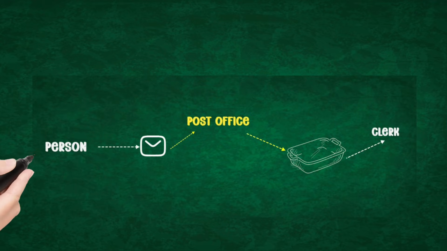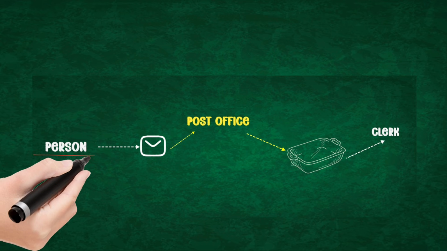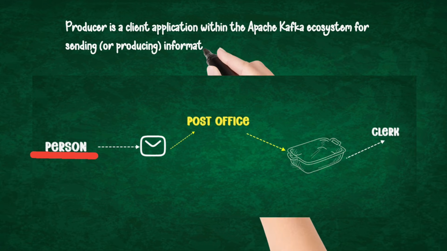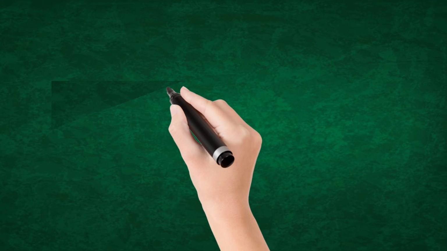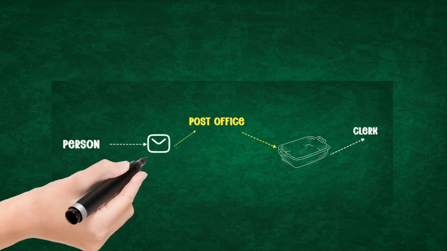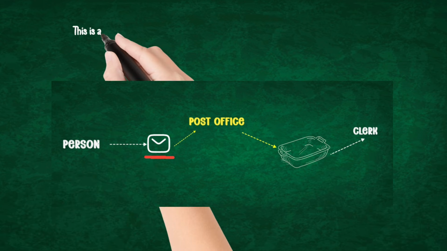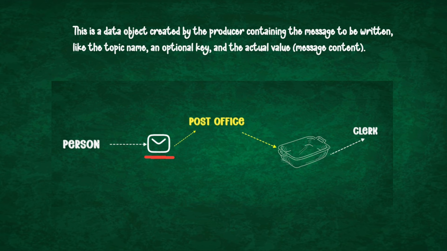A person here will be a producer in Kafka terms, which is the client application that is producing the data. Let's look at the letter now. This is the data object created by the producer containing the message to be written.